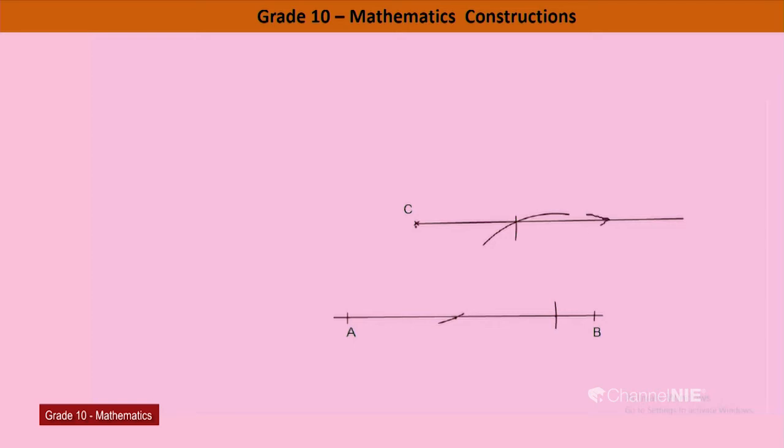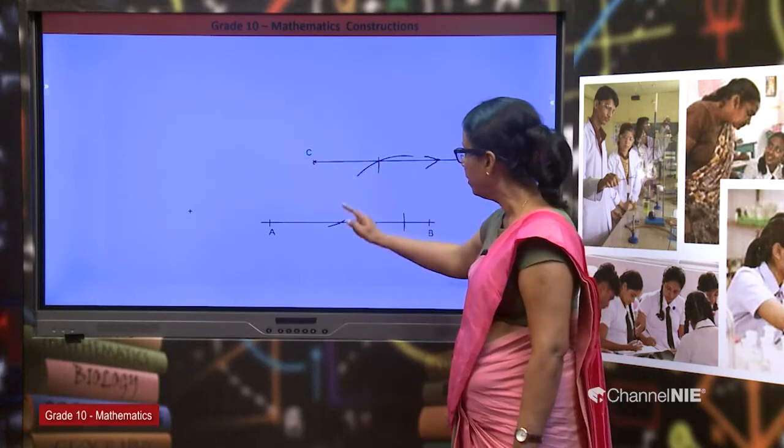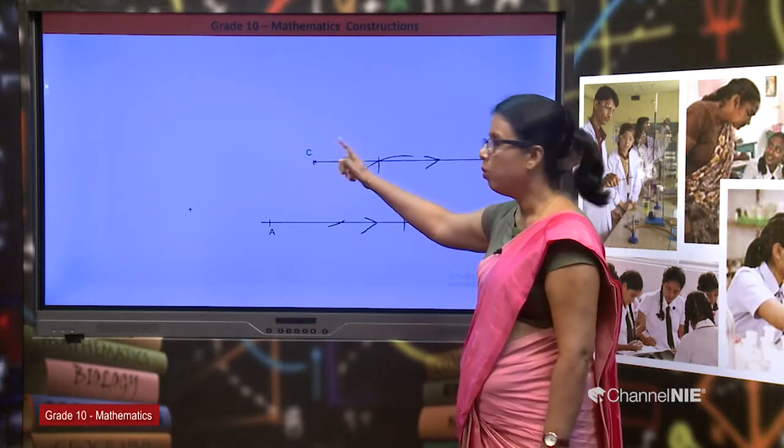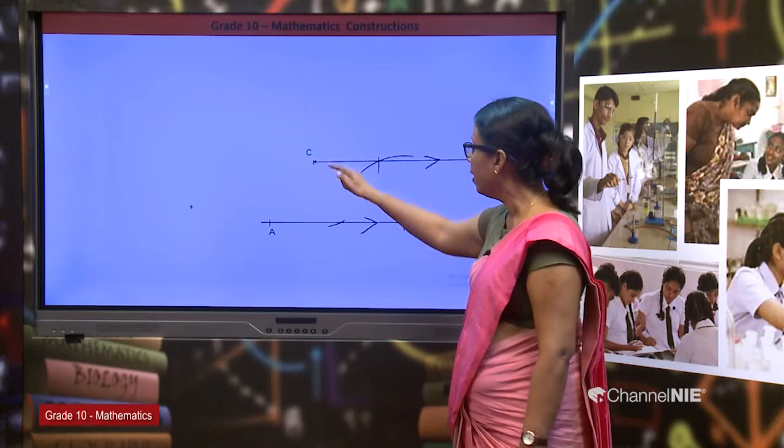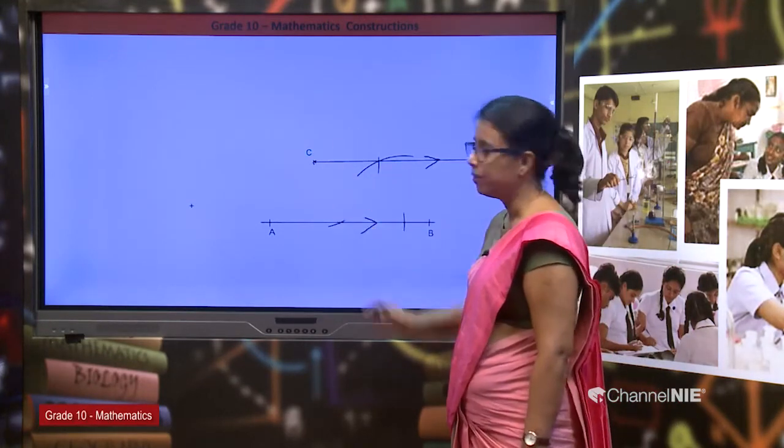This is how we are going to construct using the third method. It is like finding these 3 points. These 3 points, together with C, these 4 points lie on a rhombus. They are like the vertices of a rhombus.